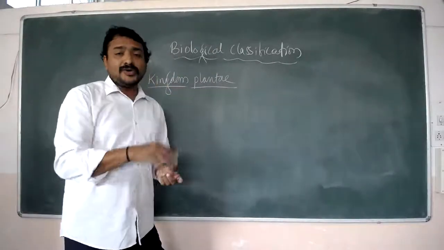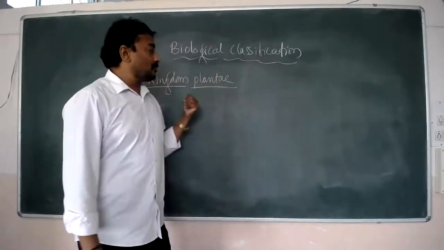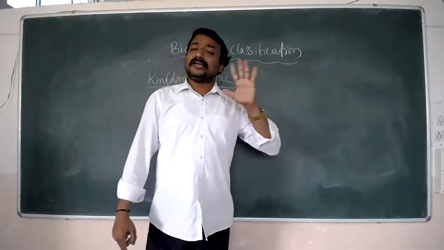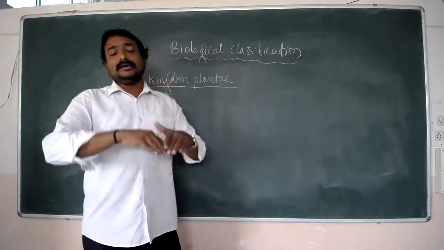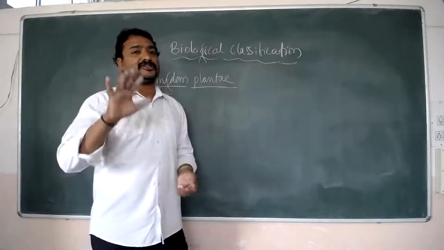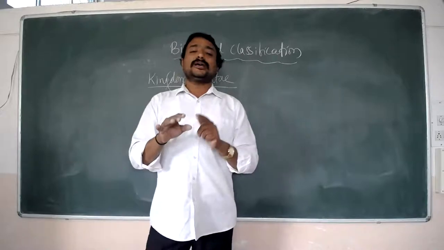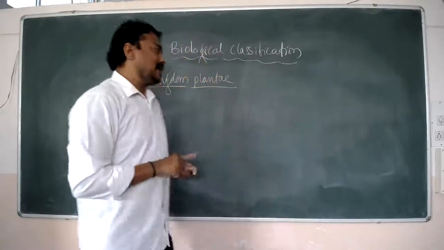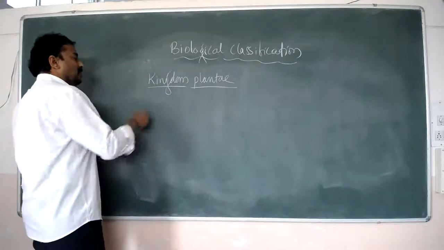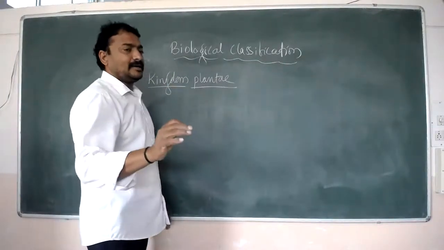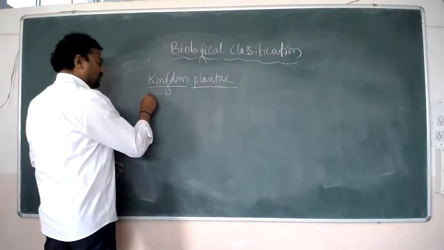Here, we are not going into detail in the lesson on biological classification. A short introduction is given to kingdom Plantae in this lesson. The intention is that in one lesson, biological classification, you get information about all five kingdoms: Monera, Protista, Mycota, Plantae as well as Animalia. We are not going into detail regarding kingdom Plantae. Few characters we are discussing.